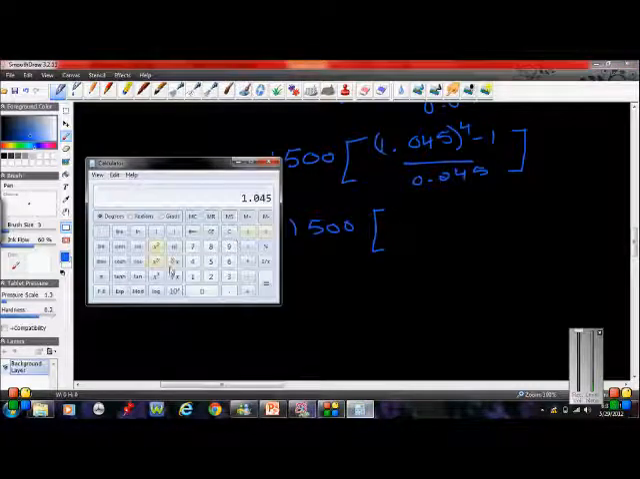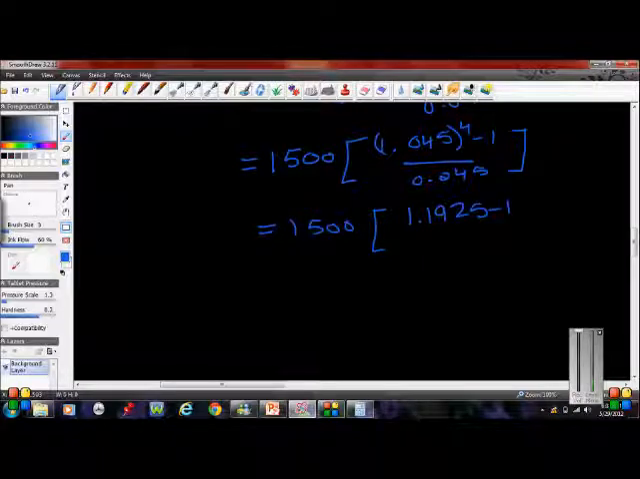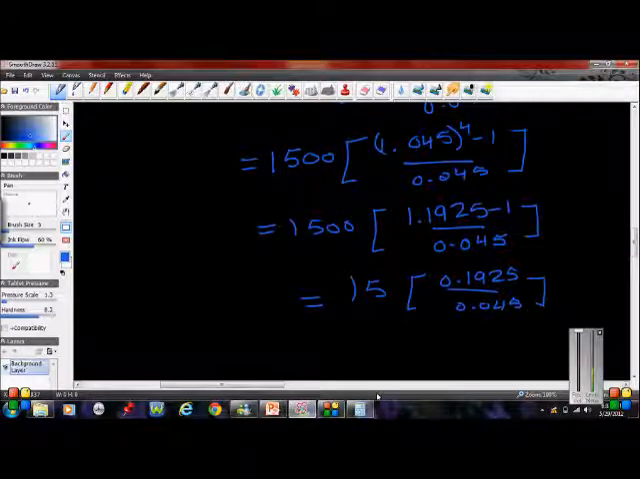So now we know that this is to the power of 4. So this is to the power of 4, and you get 1.1925. So 1.1925 minus 1 over 0.045. At this point we have a pretty easy equation. Actually, it was an easy equation from the beginning. So I can just write 0.1925 divided by 0.045.